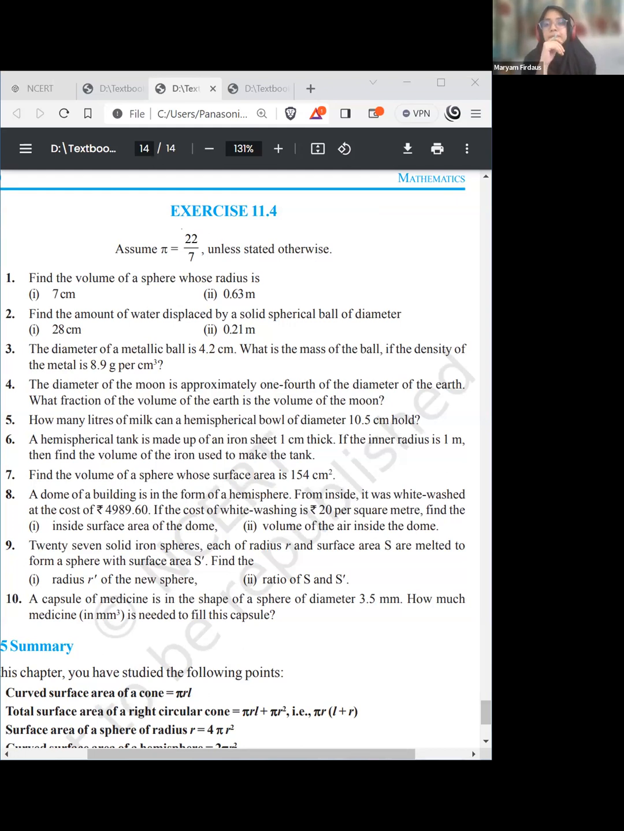Avni, it's been more than 10 minutes. You people are just stuck on one question in which you have to only find the volume. It is a very straightforward question. See, you need to increase your calculation speed.